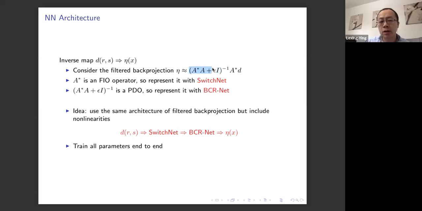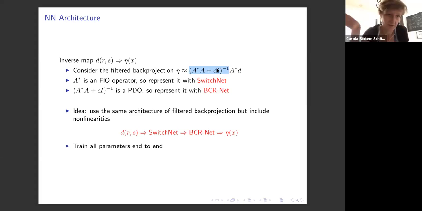But I guess it will be interesting to compare which approach gives you better performance. Here we take a slightly more black box approach: I'm going to use one network for the pseudo differential operator, and then another one for the other part. Yes. Okay, so thank you for the question.